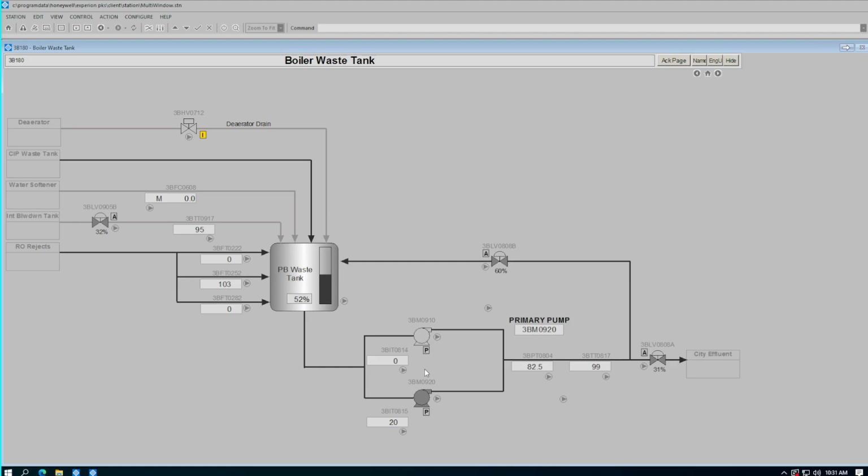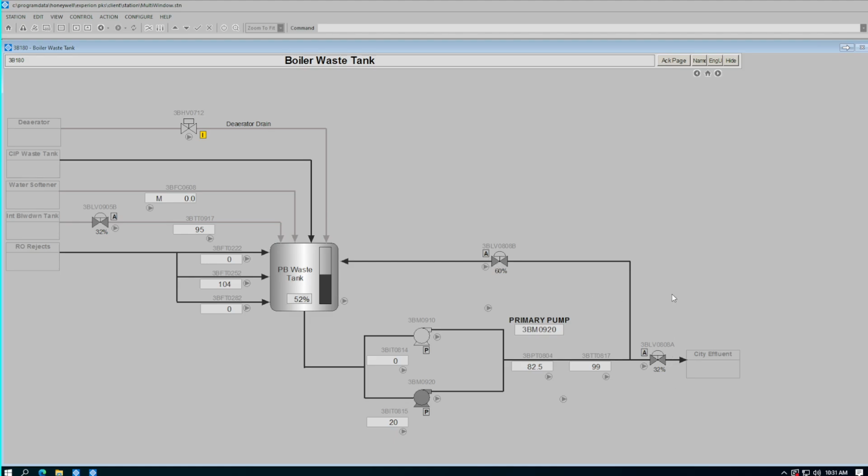These pumps are different from the other dual pump configurations because they can run at the same time. The way it's set up, the primary pump, which right now is 0910, will come on when the level in the waste tank gets above the low level, which is 30%. Once it gets above the low level, the primary pump will come on and will start to control the level in the waste tank with these 2 valves.